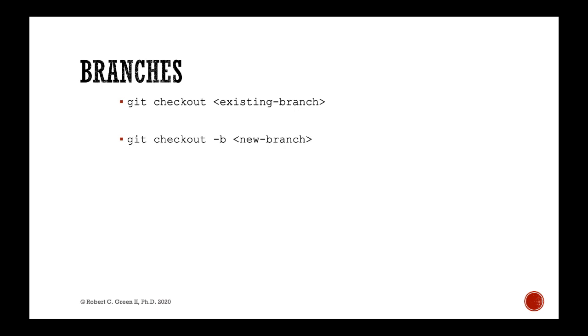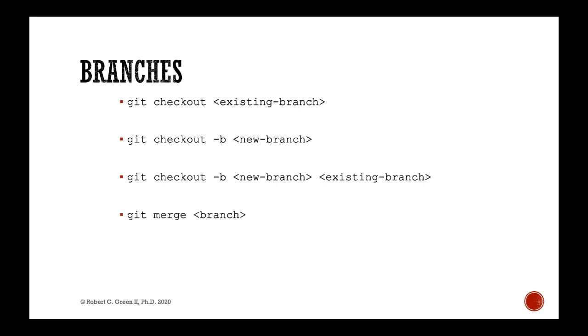You don't need those arrows on the left and right side. Okay, that's all just a placeholder. But you do git checkout minus B with a new branch name, and that creates the branch and switches you to working on that branch. You can also create a branch off an existing branch by using this syntax. Once you're done working, you will obviously merge those changes back in. Merge always merges into your current working branch.